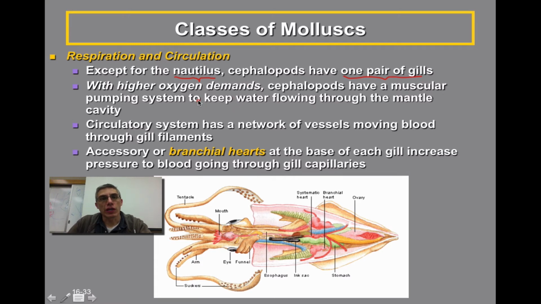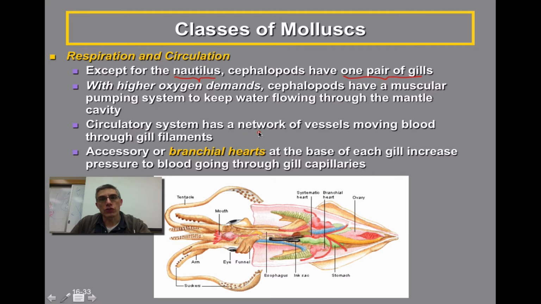Now, most of these animals, since they do have a pretty high demand in regards to oxygen, are going to have a very muscular pumping system to make sure that they keep water flowing throughout that mantle cavity. In other words, we need to make sure we get plenty of oxygen flowing through this area that you see right down here, so that those gills can take up the oxygen that they need and carry that oxygen throughout the circulatory system of the animal.